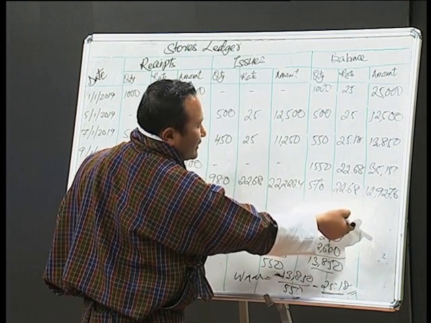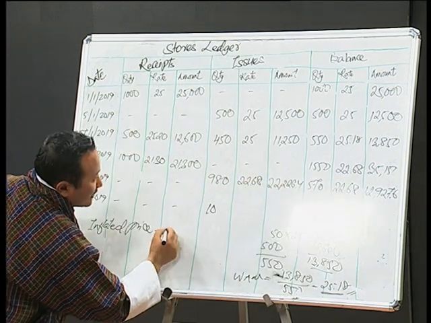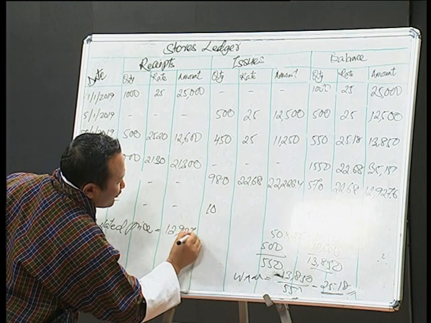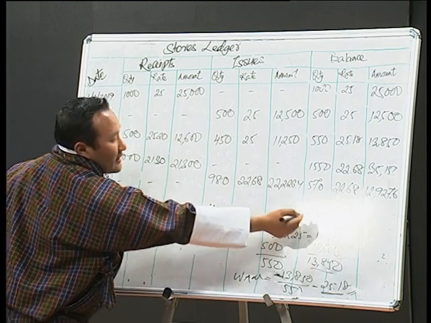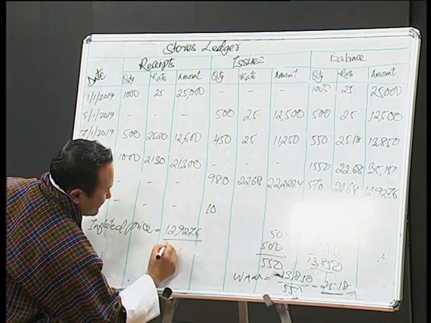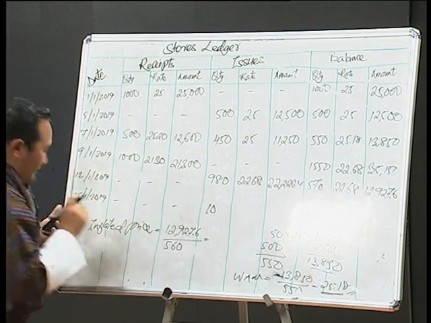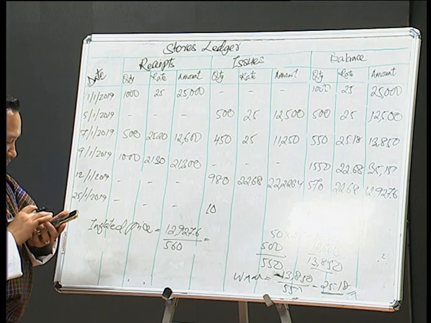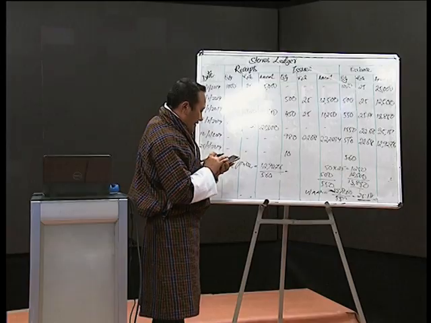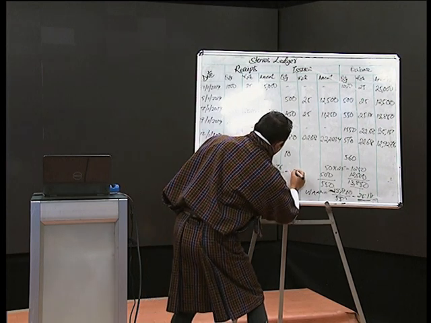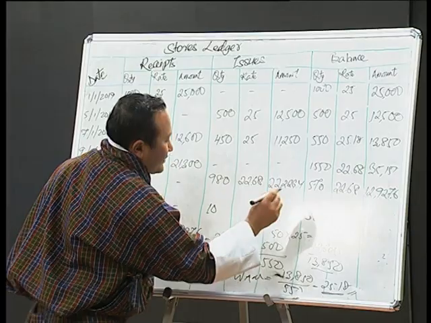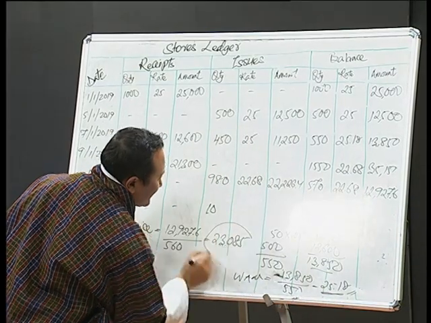Now how do we calculate the inflated price? The value over there is 12,927.6 divided by the units available. So units available we have is 560. So we get 12,927.6 divided by 560. So we get the price as 23.085. So that is what we call the inflated price.